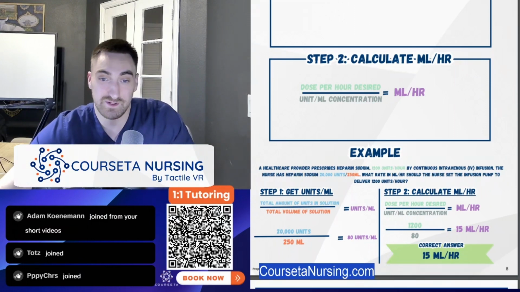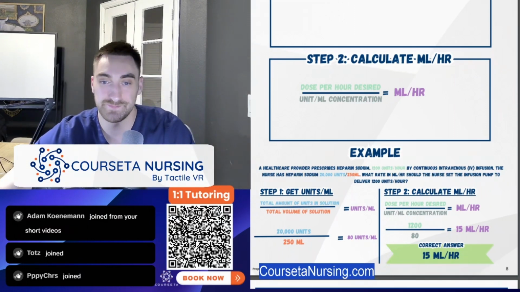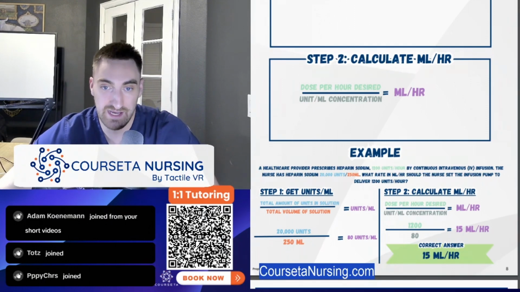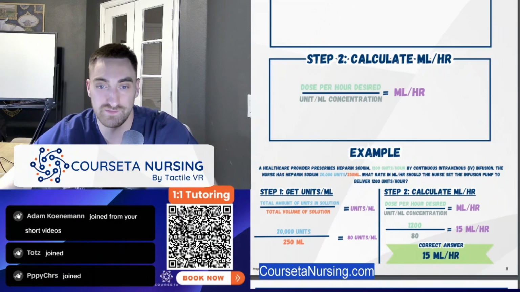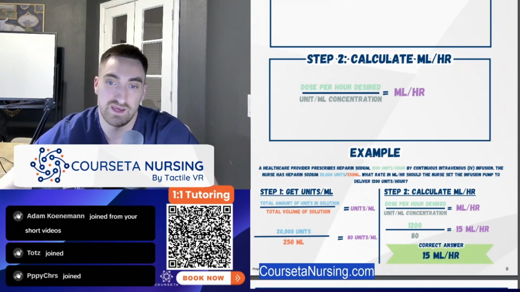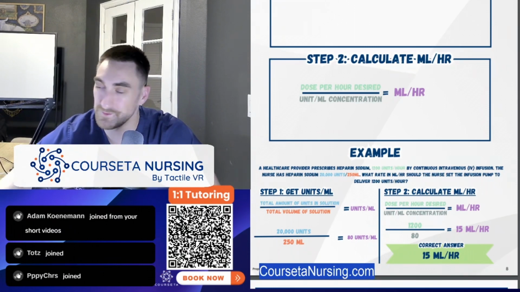We want to get units per ml. So what do we need to get the units per ml? Well, first of all, we need to know the total amount of units in the solution that's available. Okay, so what do we have on the unit? Well, it literally says the nurse has heparin sodium 20,000 units per 250 mLs. Okay, so remember guys, getting the units per ml is just getting that concentration. It's really as simple as dividing those numbers together. So 20,000 units divided by 250 mLs, you're going to see that it's 80 units per ml.